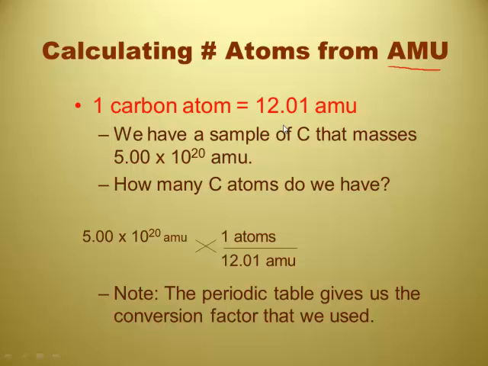As long as you have the ratio in front of you and you write it right, your old units are on the denominator and the new units are in the numerator, so follow the units. AMUs and AMUs are going to cancel, and we're left with atoms. So 5 times 10 to the 20th times 1 divided by 12.01 gives us 4.16 times 10 to the 19th atoms of carbon. So that's the answer to that.